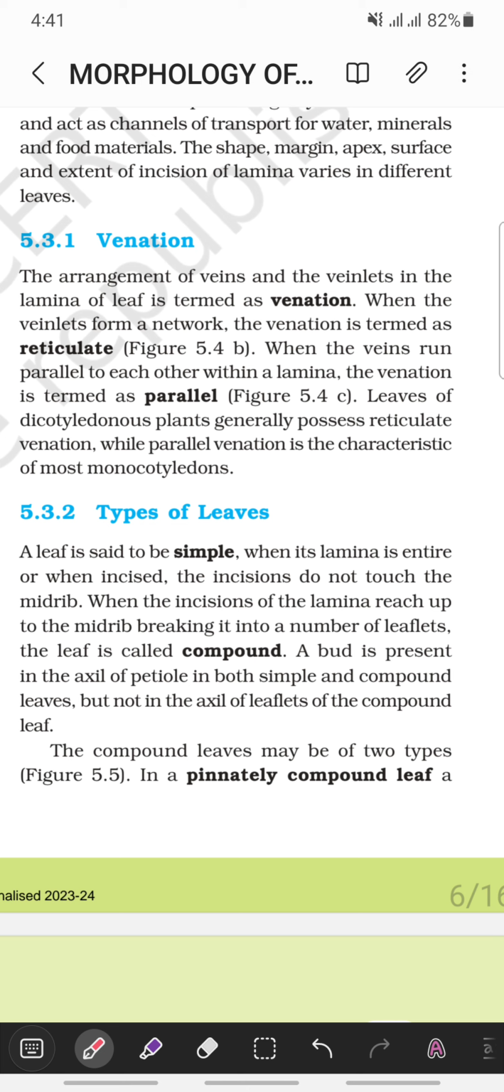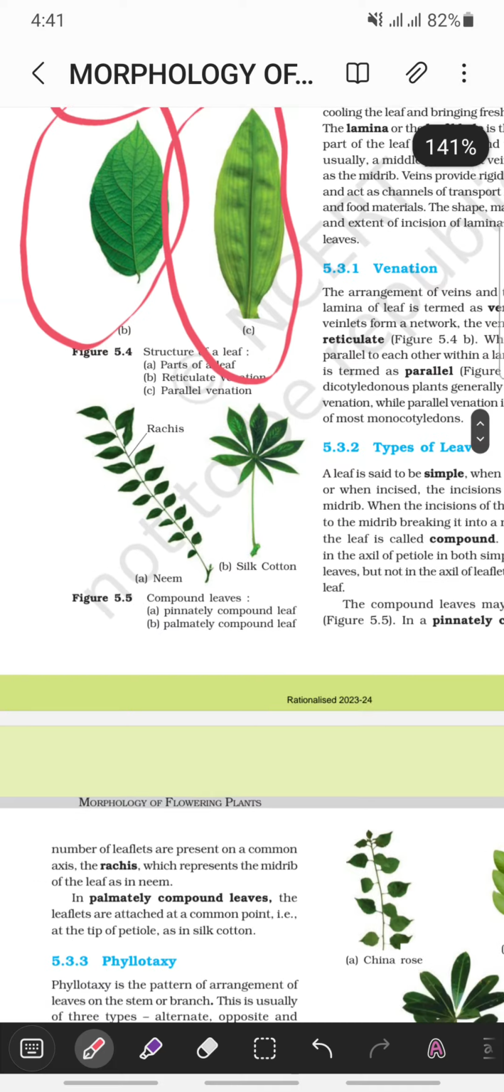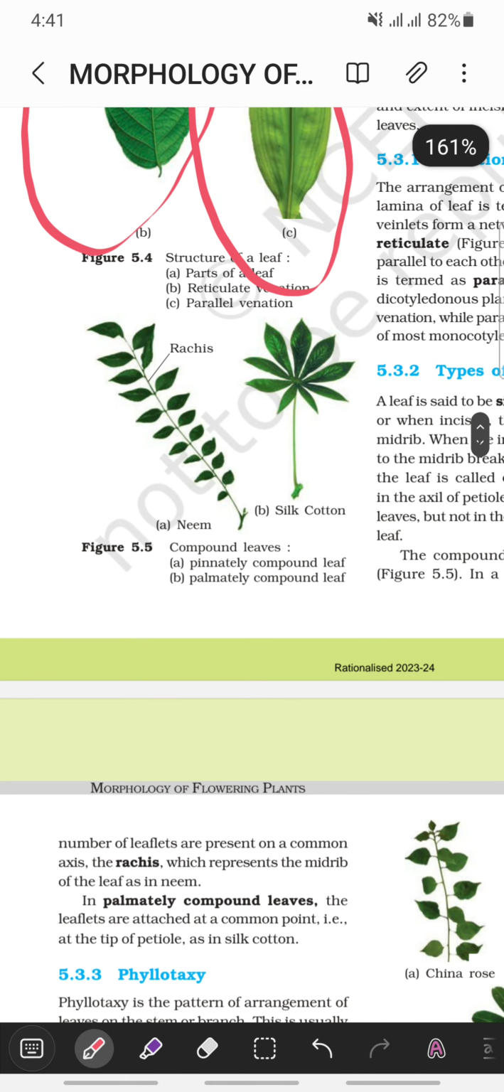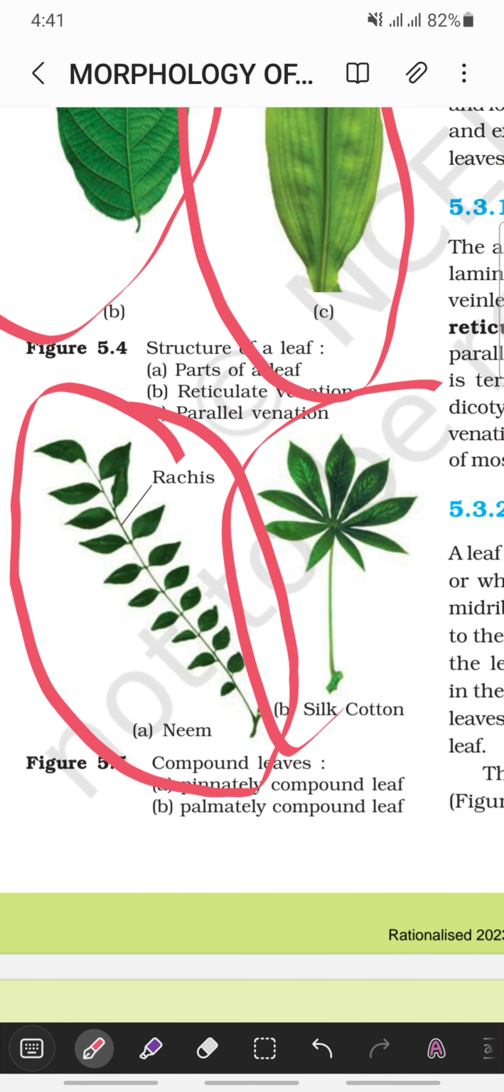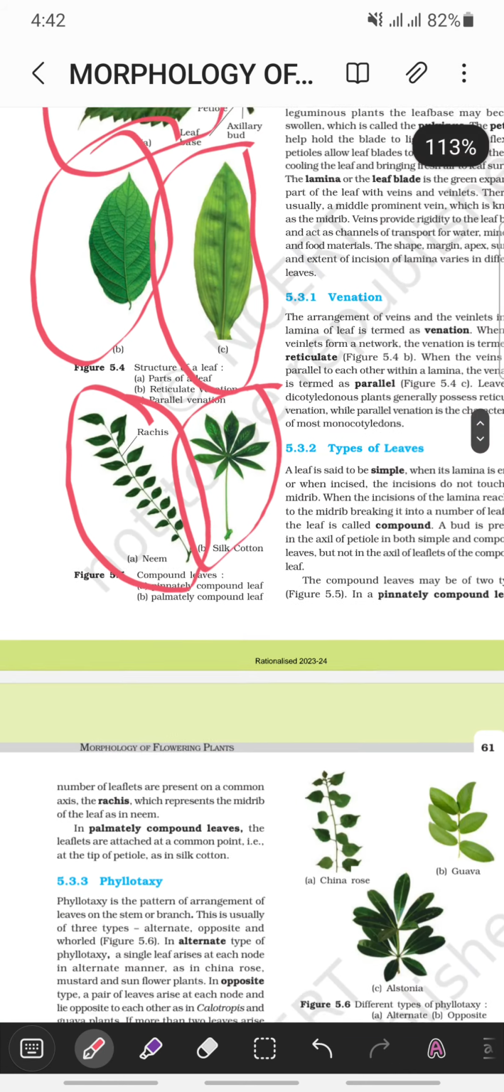The compound leaves may be of two types. Figure 5.5. In a pinnately compound leaf, a number of leaflets are present on a common axis, the rachis, which represents the midrib of the leaf, as in neem. In palmately compound leaves, the leaflets are attached at a common point, that is, at the tip of the petiole, as in silk cotton. Neem, silk cotton, palmately compound, simple, compound.